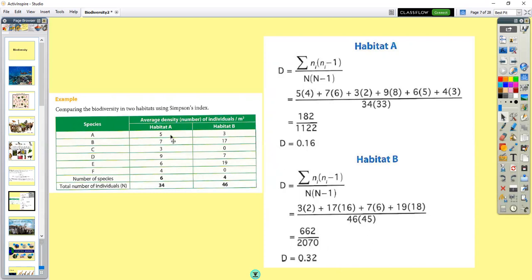Looking at these numbers, you can tell that habitat A is more biodiverse. There's a greater number of species, greater species richness, but also roughly equal numbers of each species, compared to habitat B, which only has 4 species, but dominated by 2 of them. So habitat A is more biodiverse than habitat B because its Simpson's index number is closer to 0.